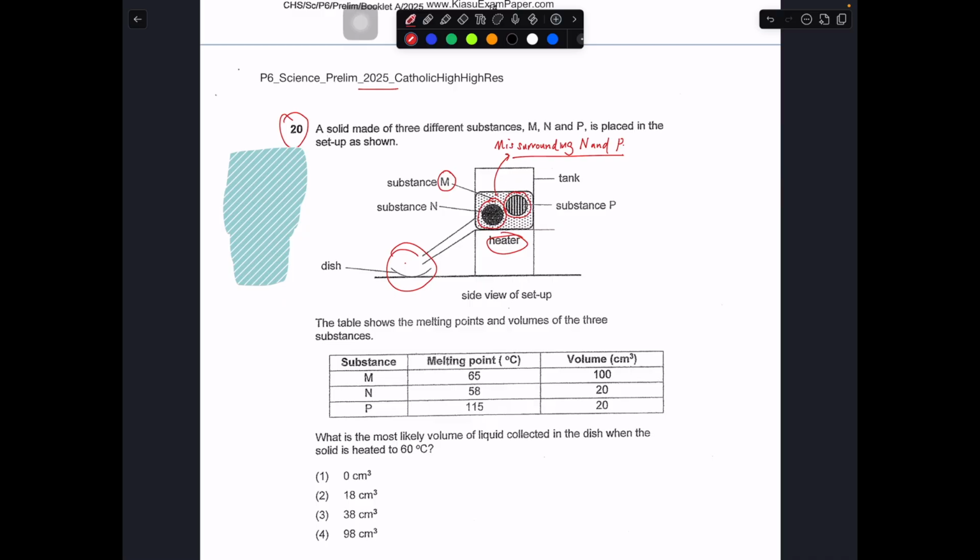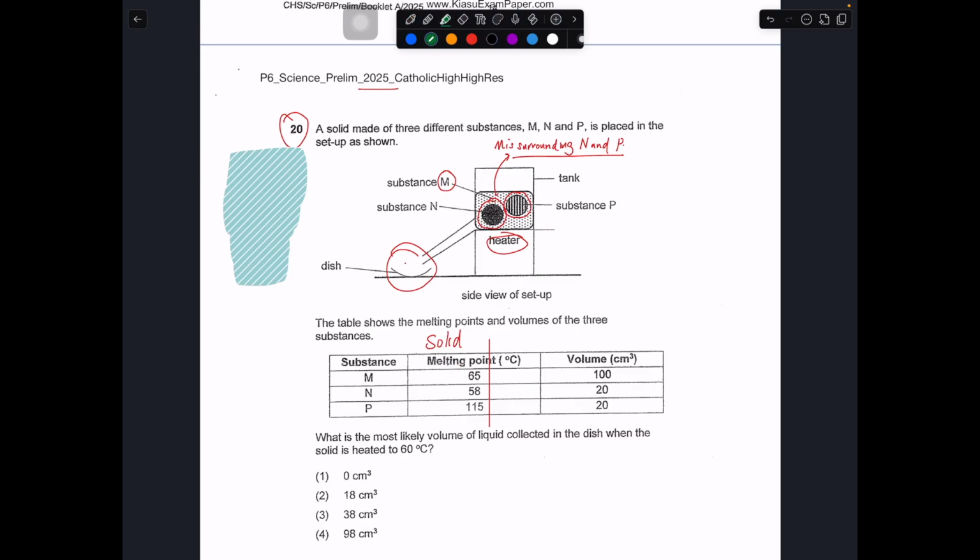When the solid is heated up to 60 degrees, some will melt, some will remain as solid, because you are given the melting point. So let's take a look at this question. We can draw a line to indicate that any number below the melting point given for the substance will be solid. Let me just draw it in this case.